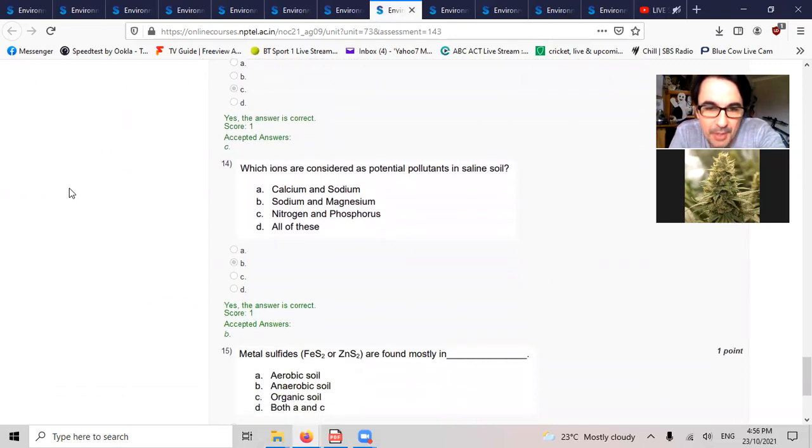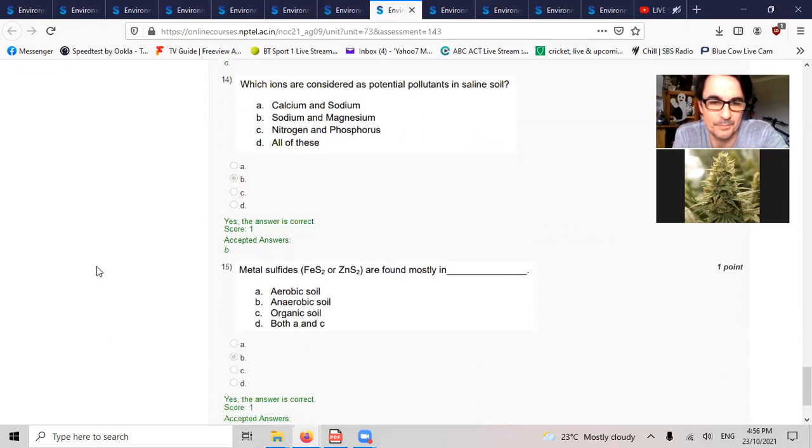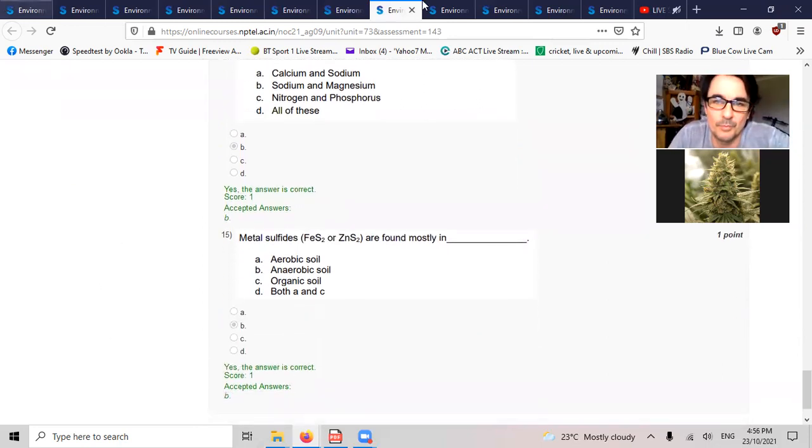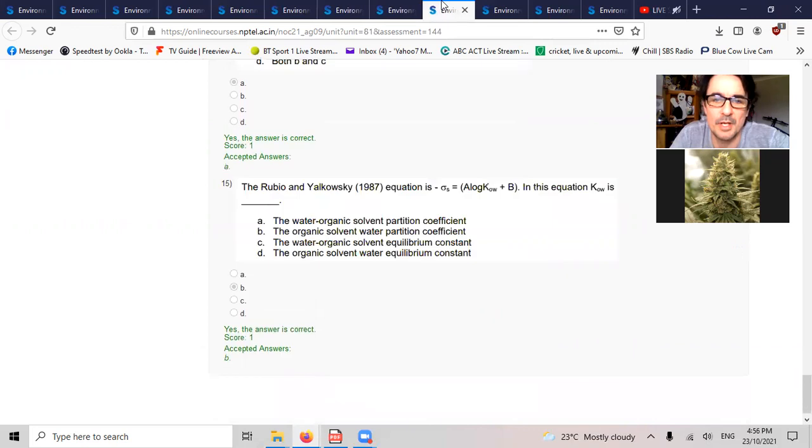Metal sulfides, what's that? Iron sulfide and zinc sulfide are mostly found in, zinc's positive. A and C, I reckon it might be D. It can't be anaerobic. Sulfide. Ah, hang on, there you go. That's the answer. Sulfide's B. Well, running out. 10 minutes left. Will we get through it?